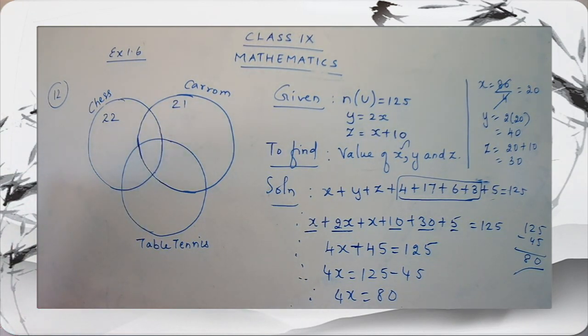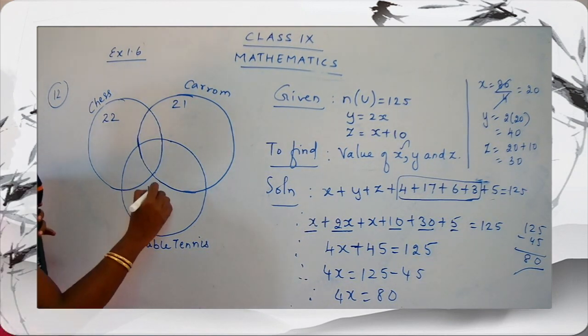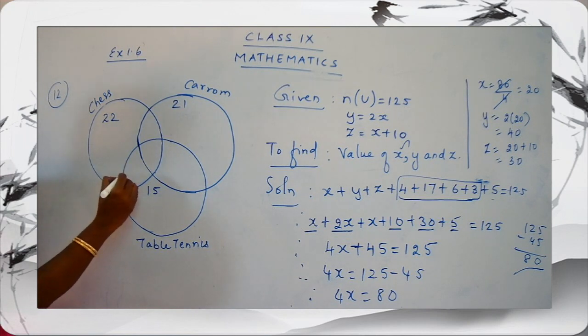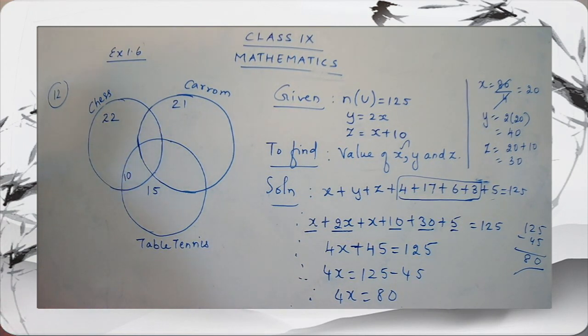Next. 15 play table tennis. So 15 students are going to play table tennis. Next. 10 play chess and table tennis. Where you get common chess and table tennis, common is over here. So I'll put here 10. So 10 students play chess and table tennis.